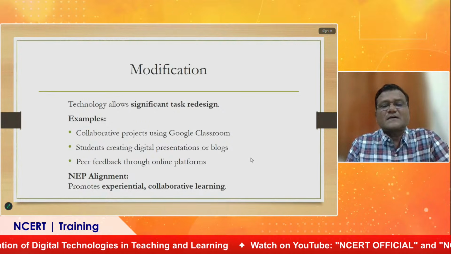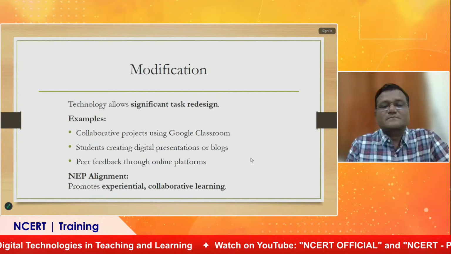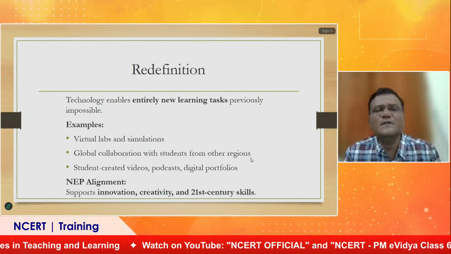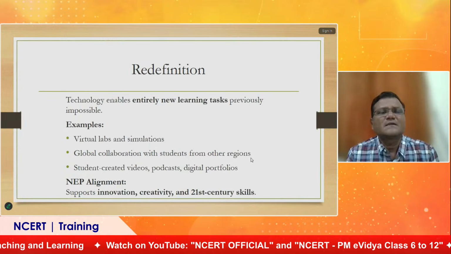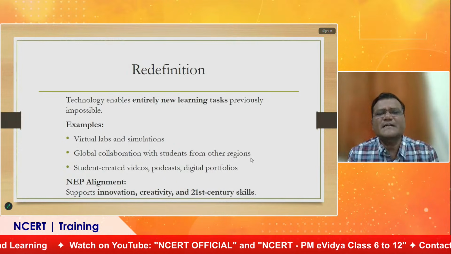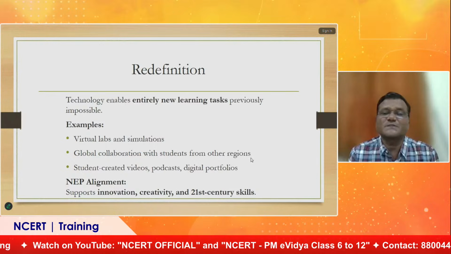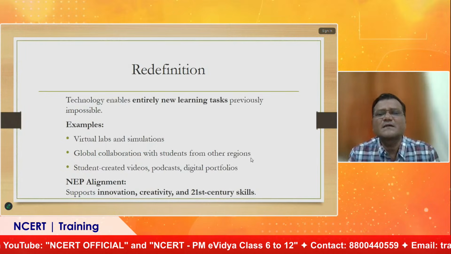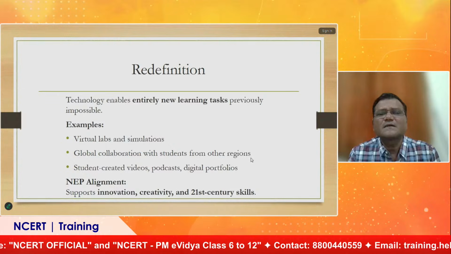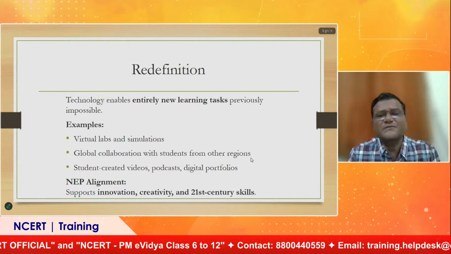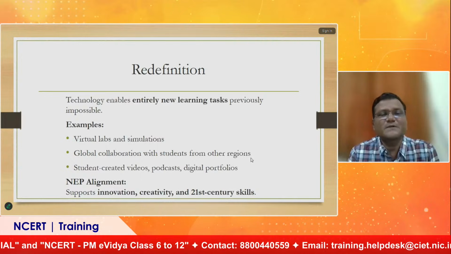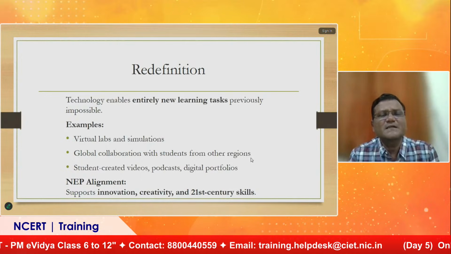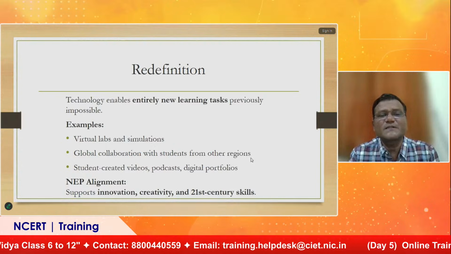experiential collaborative learning. Now, the fourth and last stage in the SAMR model is redefinition. Technology enables entirely new learning tasks previously impossible. It is providing the opportunity to the learner in such a fashion which was not previously available, or we can say it was almost impossible. Now, what are the examples? The examples are virtual labs and simulations.